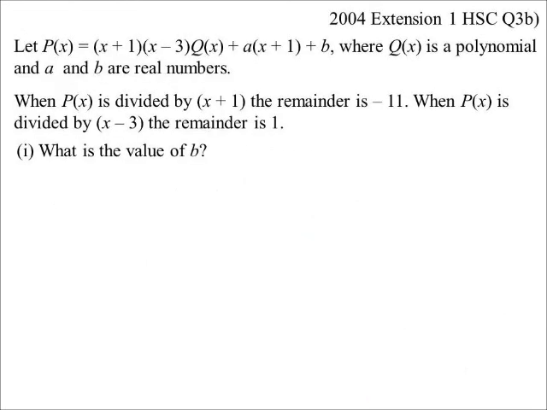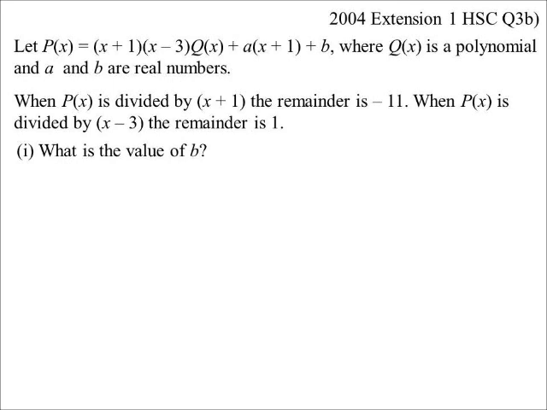Let's pick an HSC question out to look at. 2004 HSC. They've set up the polynomial for us. X plus 1, x minus 3, qx, and so on. A and b are real numbers. That's handy. Divided by x plus 1, we get negative 11 as the remainder. And when we divide it by x minus 3, we get 1 as the remainder.